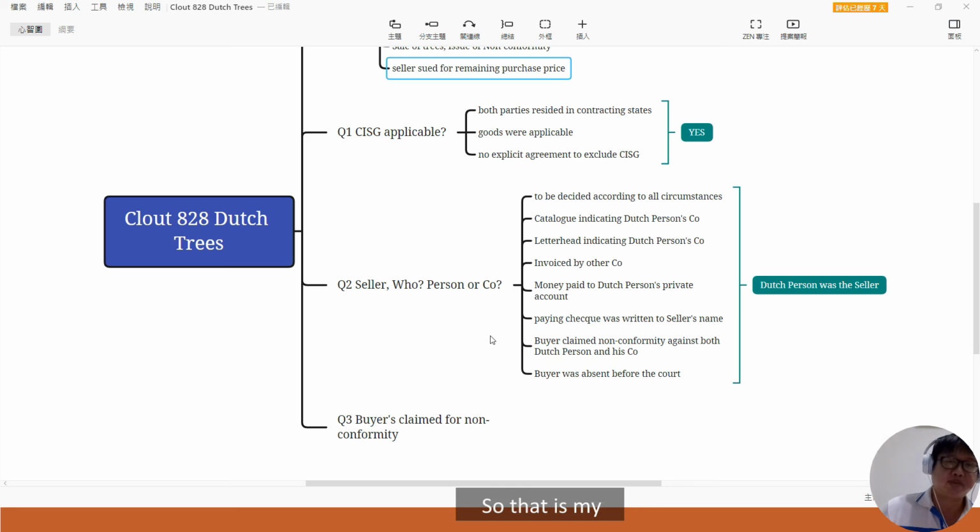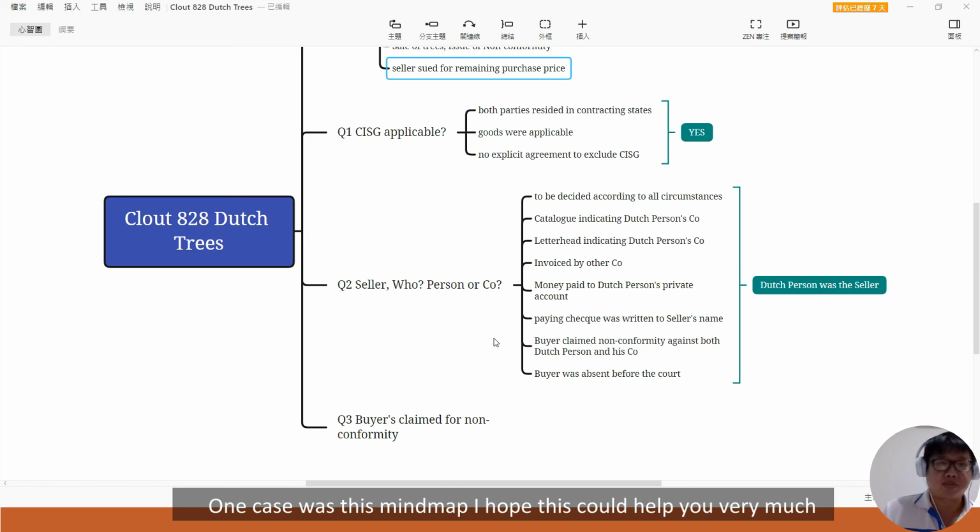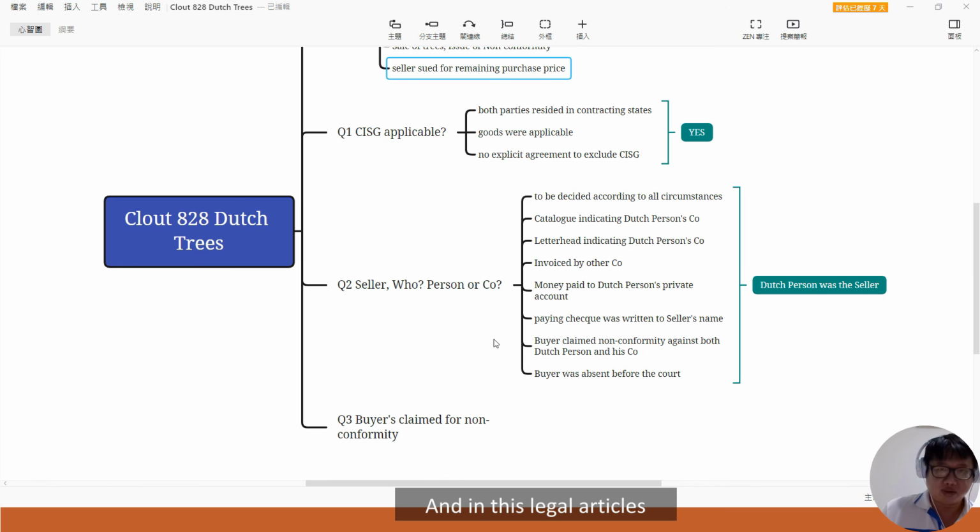That is my demonstration of how we can summarize one case with this mind map. I hope this can help you very much with these legal articles.